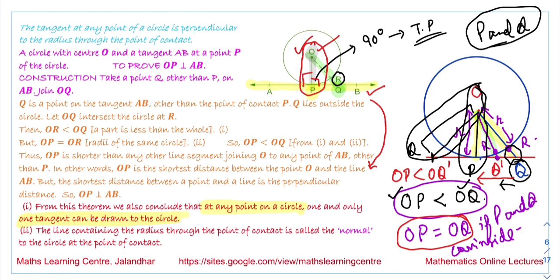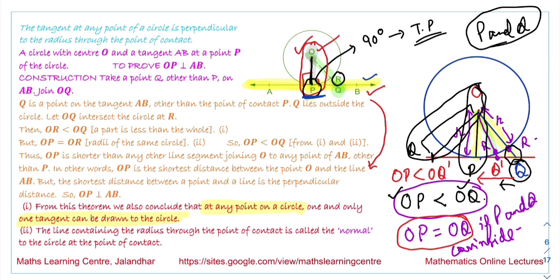Why are we saying so? Because suppose we have a circle and we are considering the point P. How are we going to draw the tangent? We join the points O and P, and we draw the perpendicular to this OP. This perpendicular will be unique. There is only one perpendicular, and that is why we are saying corresponding to a point P, there is only one tangent to this circle.